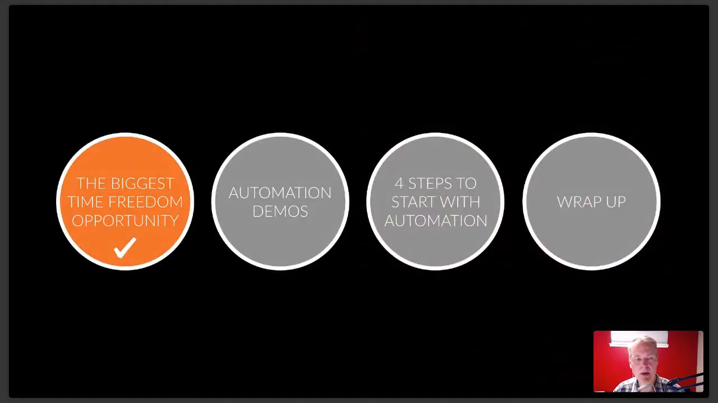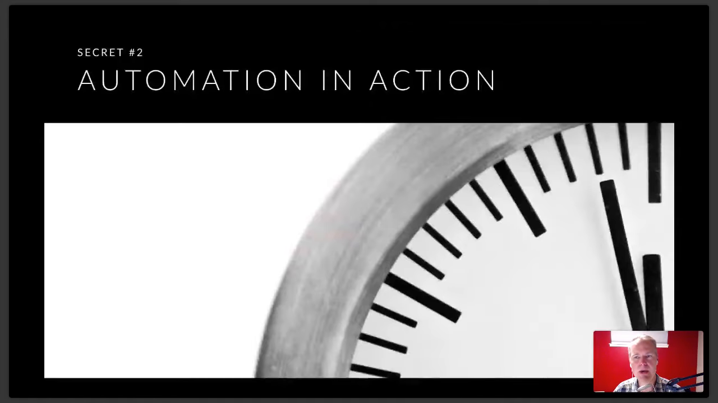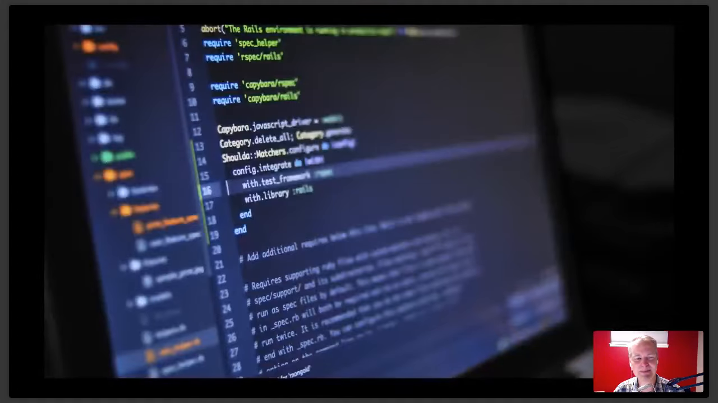So we hope you'll see that automation, removing repetitive tasks, is really the biggest time freedom opportunity that you have. But we don't want to just talk about automation. We want to show you some examples of automation in action, because talking about things and showing them are two very, very different things.